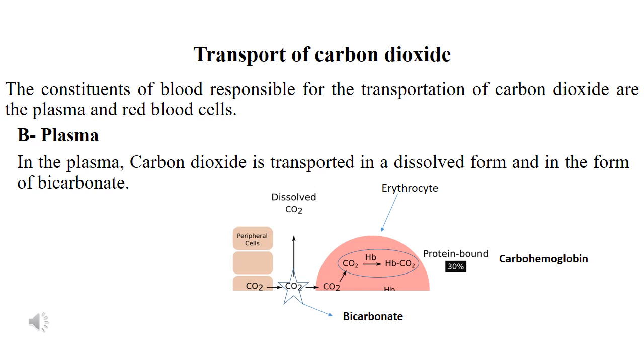Carbon dioxide is also transported by the plasma. As a result of cellular respiration, cells release carbon dioxide. 70% of carbon dioxide is transported by the plasma in either the dissolved form or in the form of bicarbonate, while the other 30% is transported in red blood cells in the form of carbohemoglobin.